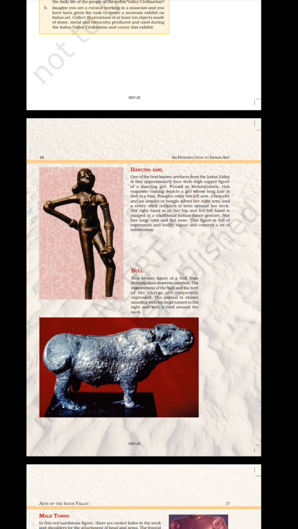Take a look at the figure of the bull. This bronze figure of a bull from Mohenjo-daro deserves mention. The massiveness of the bull and the fury of the charge are eloquently expressed. The animal is shown standing with his head turned to the right and with a cord around the neck.